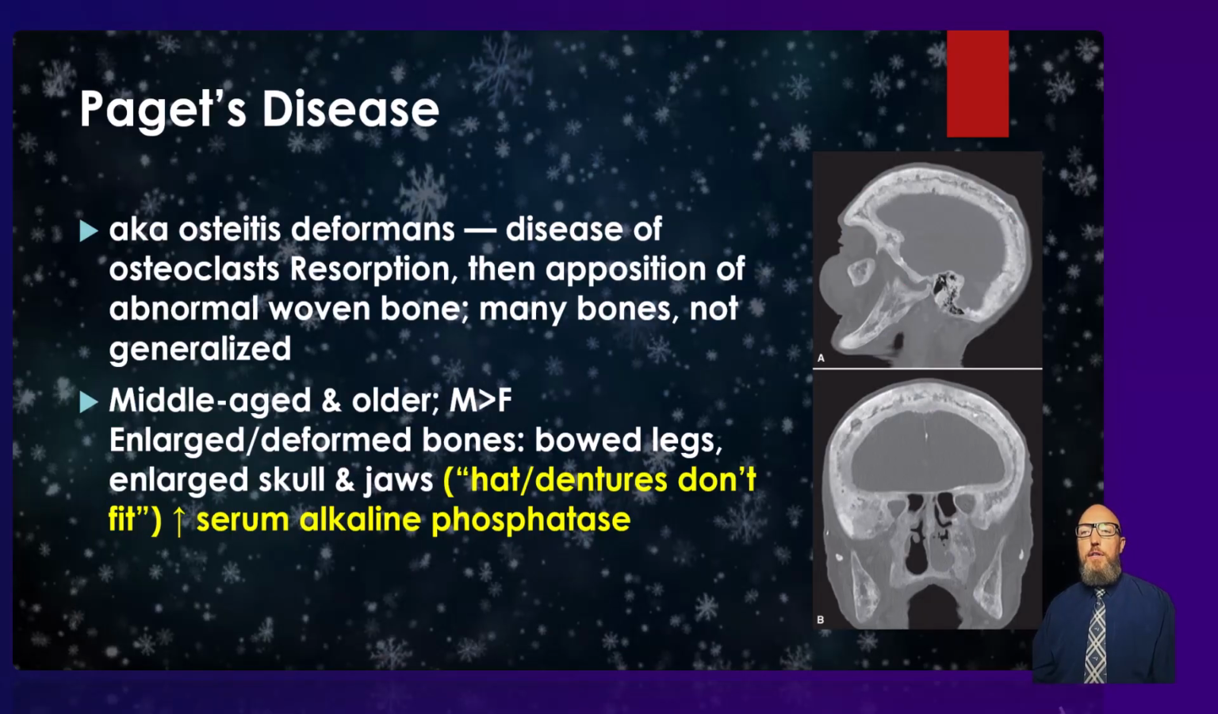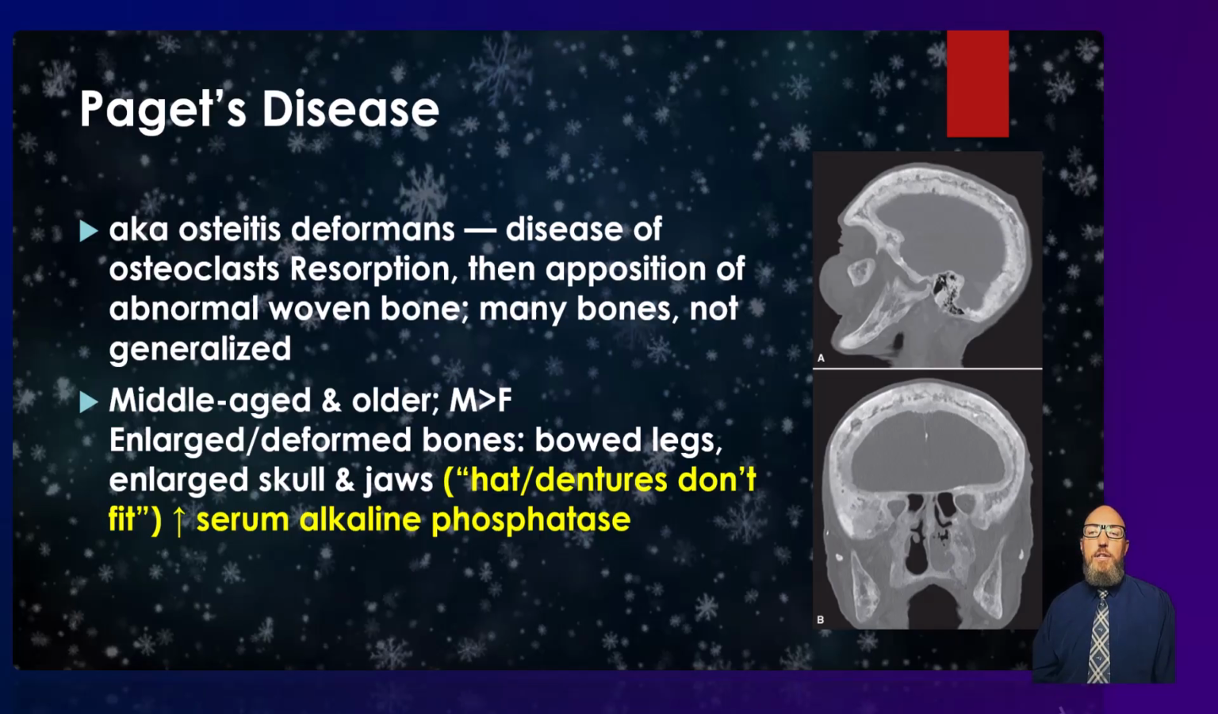And on to our third suspect, Paget's disease, also called osteitis deformans. So conceptually, it's a disease of dysregulated osteoclasts, alternating waves of resorption followed by deposition of abnormal, disorganized woven bone. It involves many bones, although it might not be truly generalized. It presents in middle-aged and older patients, is more common in men. The bones enlarge and deform, producing bowed legs and enlarging of the skull and jaws.